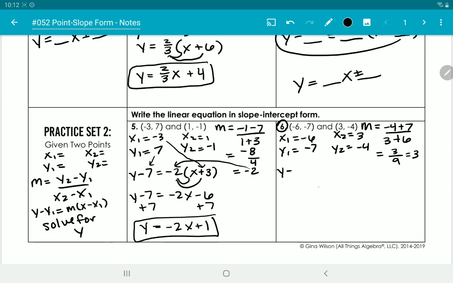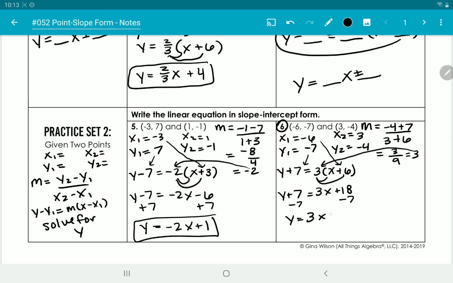So we have y minus y1. y1 here is -7. Minus -7 is the same as +7. Slope here is 3 times x minus x1, here is -6. Minus -6 is the same as +6. Now we're going to distribute this 3. So y plus 7 is the same on this side. 3 times x is 3x. 3 times 6 is positive 18. And now we're just going to subtract 7 from both sides in order to get y equals 3x plus 11.